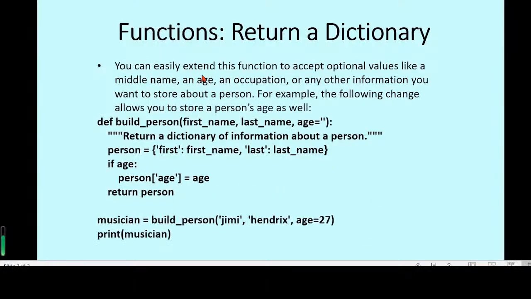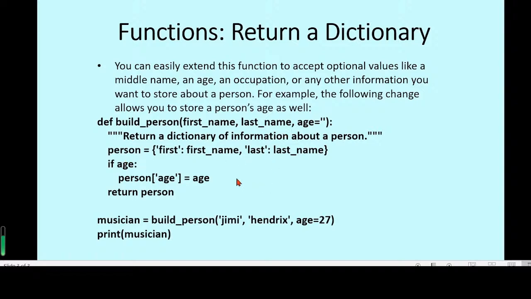And you can easily extend this function to accept optional values like a middle name, an age, an occupation, or any other information you want to store about a person. For example, the following change allows you to store a person's age as well. So we define a function called build_person, but this time we add another parameter called age with a default value of empty string, in addition to first name and last name.